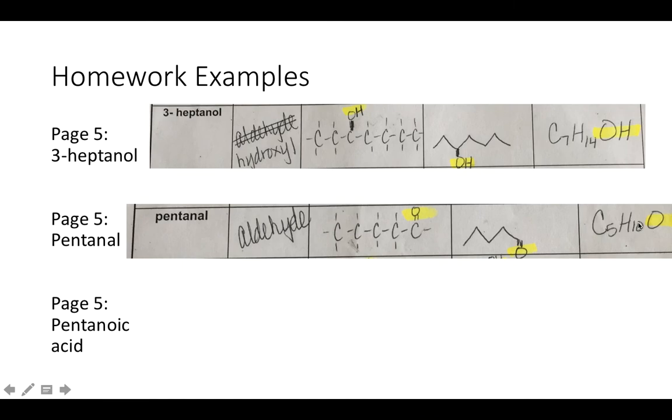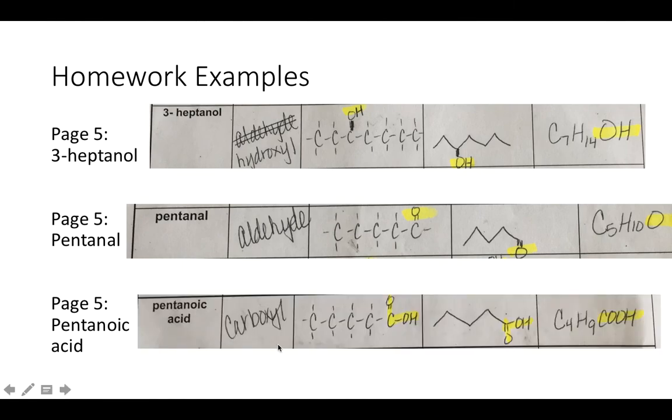Last one, pentanoic acid. Again, pentane, right? 1, 2, 3, 4, 5. But it ends in oic acid, which again is terminal. So now that's a carboxyl group, COOH, with a double bond. There's the hydroxyl part, there's the aldehyde group. Together they make the carboxyl group. There's your molecular formula, line formula, structural formula.